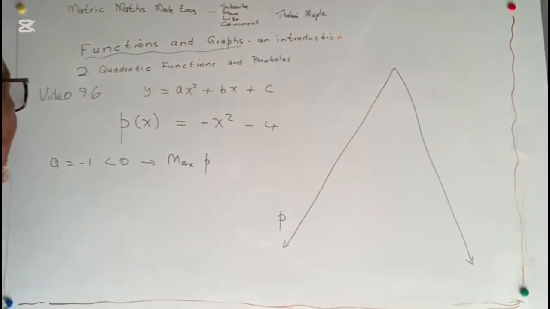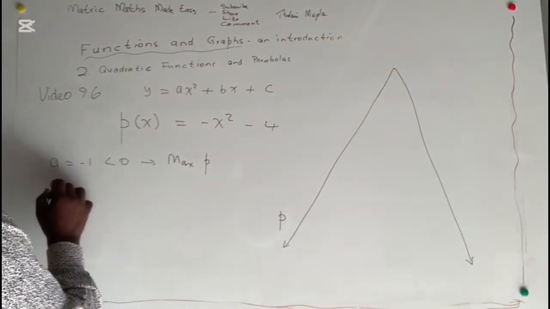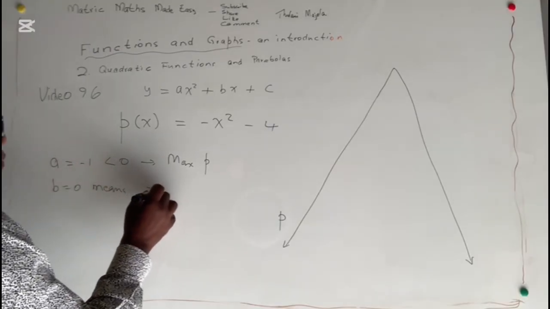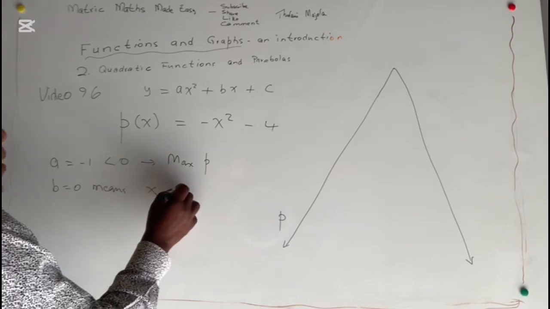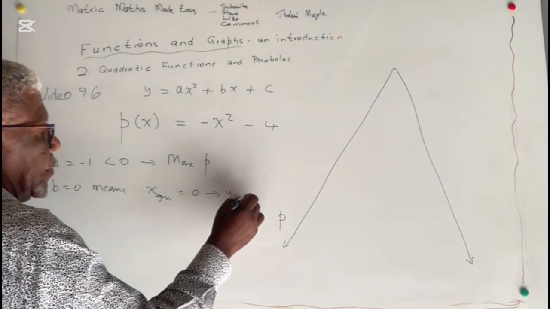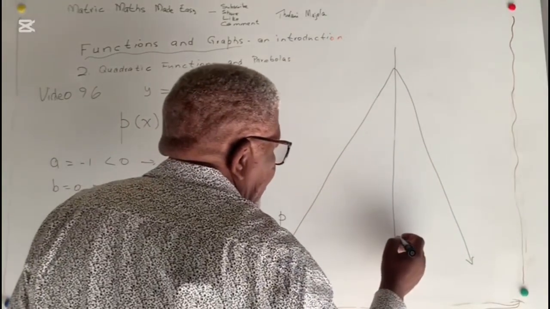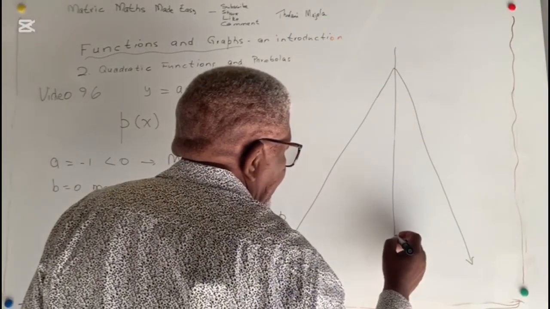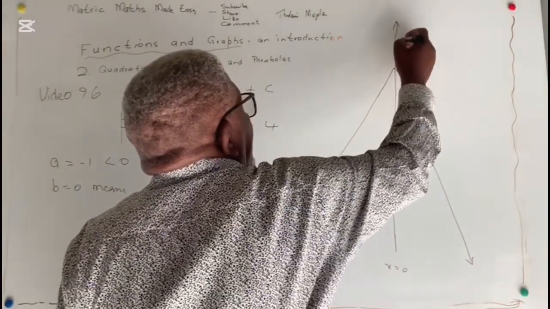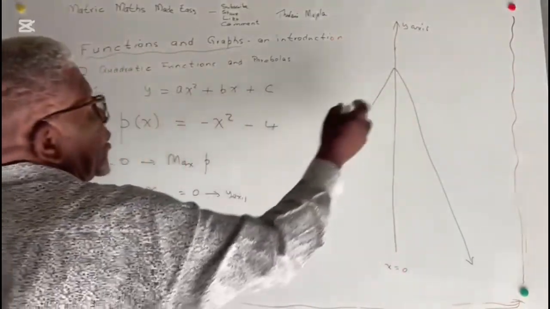This is your graph of p. What you need to find next is your axis of symmetry. For the axis of symmetry, you look for x equal to 0. When x is equal to 0, you get your y-axis. Here is your x equal to 0, here is your y-axis. But also, it's the maximum p here.